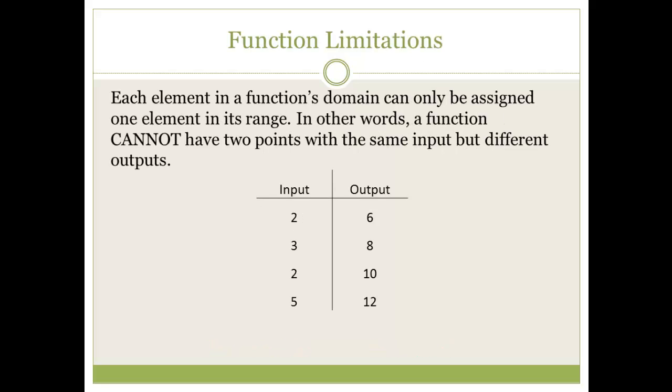Function limitations. In order to qualify as a function, each element in the domain can only be assigned to one element in the range. In other words, a function cannot have 2 points with the same input but different outputs. In the following example, the input of 2 shows up multiple times with a different output in each case. This is not allowed. Therefore, the following table cannot be a function.